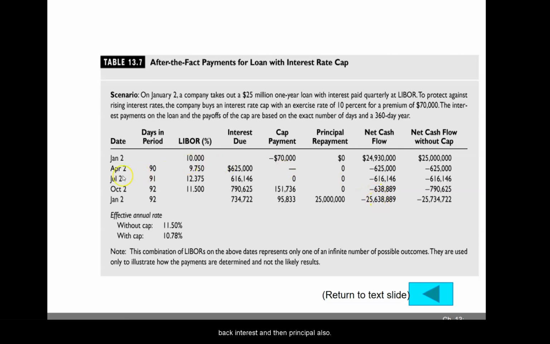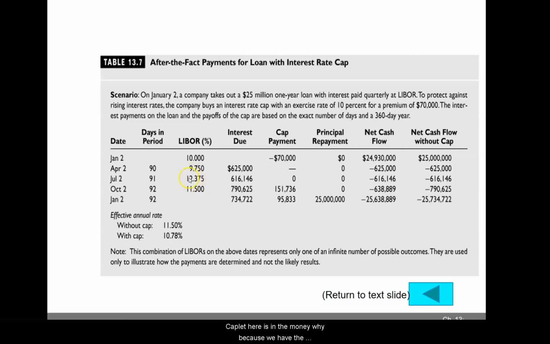Now, on July 2, which is the end of the second quarter, the total number of days from April 2 to July 2 is 91. And the interest rate, that is LIBOR, in the spot market on July 2 is 12.375. That means that the cap is in the money. The second caplet here is in the money.